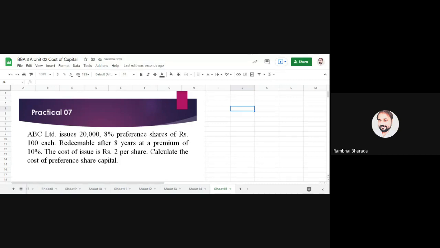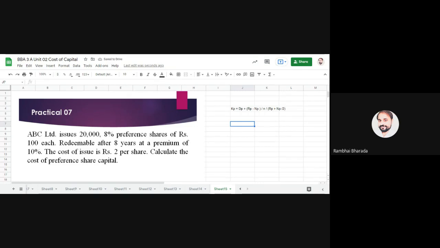ओके, सबसे पहले हम फॉर्मूला लिख लेते हैं. क्या है फॉर्मूला? KP इज इक्वल टू DP प्लस इन ब्रैकेट RP minus NP, ब्रैकेट ओवर डिवाइडेड बाय N, number of years, and entirely this divided by RP plus NP divided by 2 bracket. Are we clear about this formula?